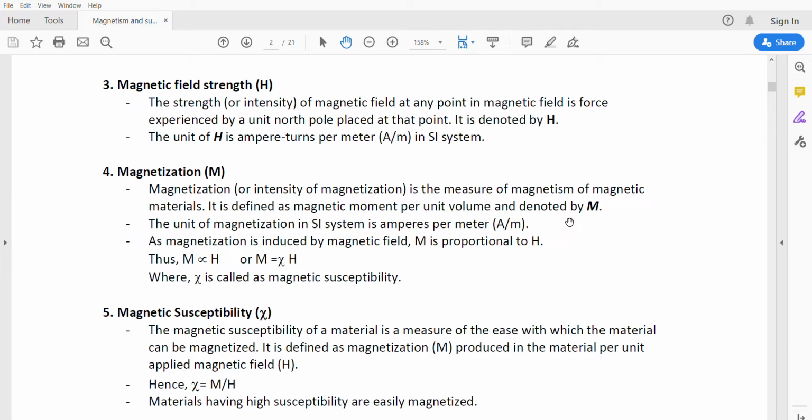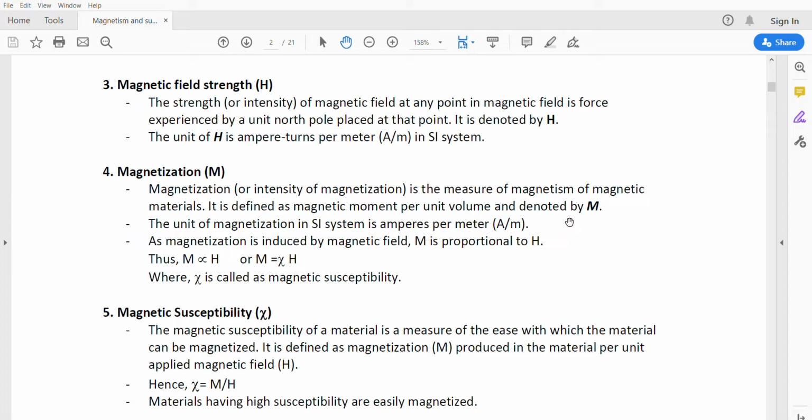So we can say that magnetization M depends on the magnetic field strength H, and it is a measure of magnetism of the materials. And the next definition is the magnetic susceptibility psi. The magnetic susceptibility of a material is a measure of the ease with which the material can be magnetized, means how easily the magnetic field affects the materials. That will be calculated as the magnetic susceptibility.